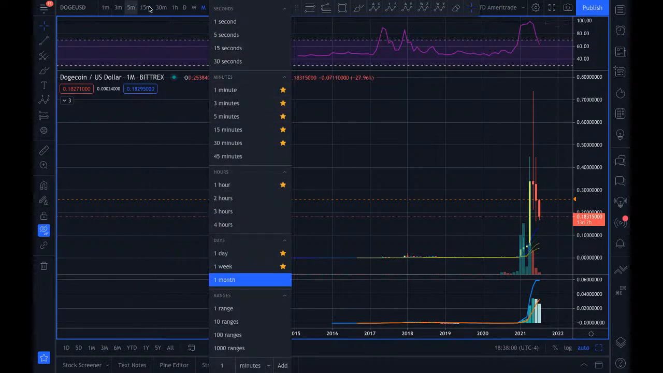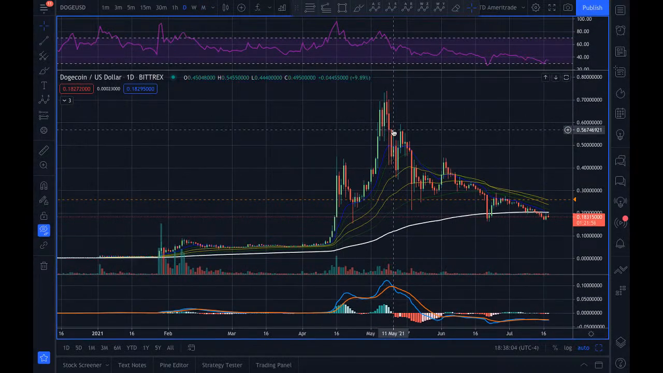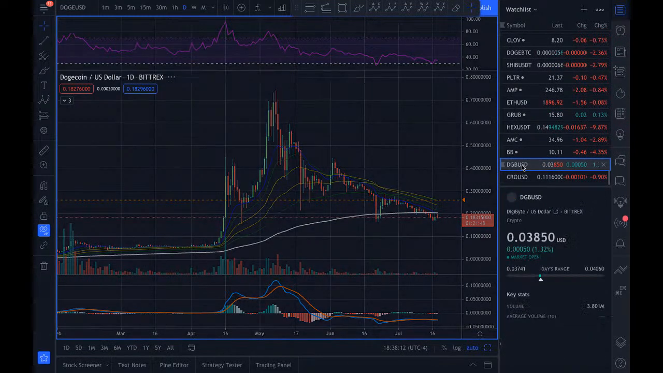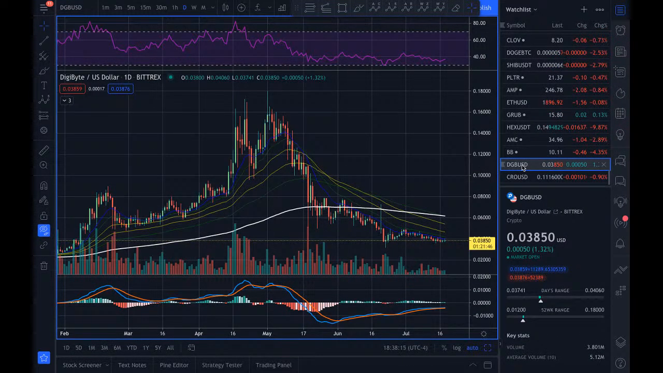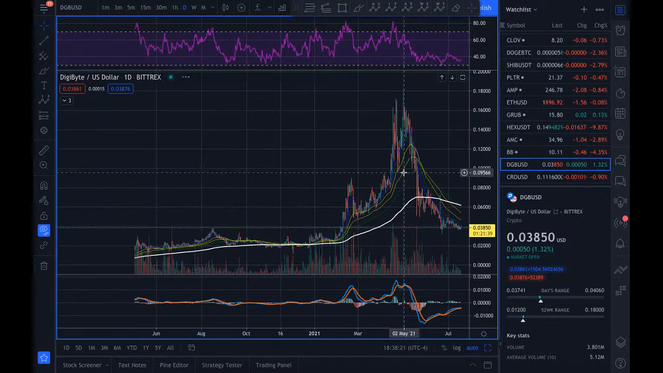So let's go to the next chart. Someone requested that I look up DGB. So let's check it out right now. Also, if there are any other symbols that you want to see me do, let me know in the comments. I'll either do them today or tomorrow in the live.